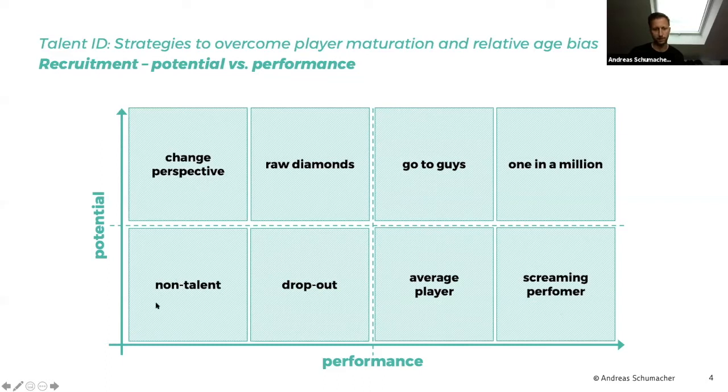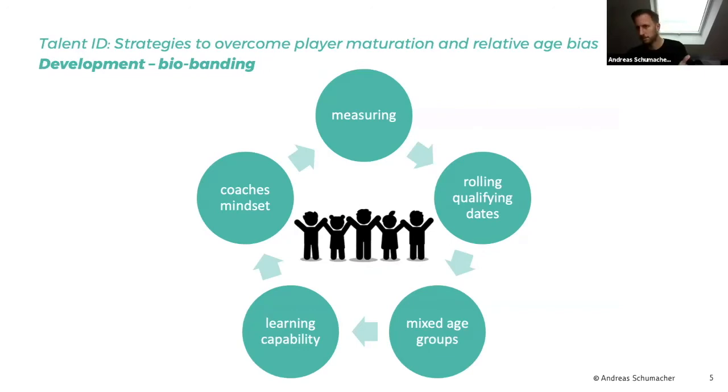On the other hand, we have here these guys who won't make it in the end. These guys maybe as well. And then you have a screaming performer who every scout sees and has on his map. But if there's no potential, I'd rather go for a raw diamond than have too many screaming performers. And that's maybe close to what Rick is doing.